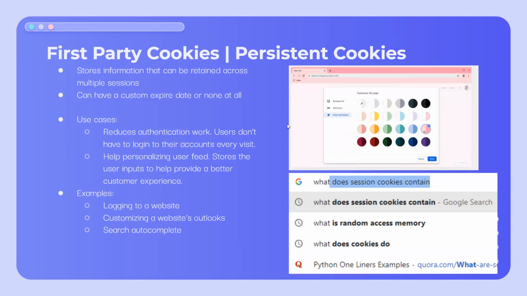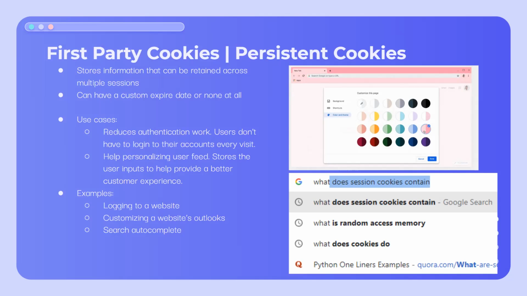Now we're talking about persistent cookies, the first-party cookies. These are cookies that can retain information over multiple sessions. They can also have a custom expiration date that can be set by the website owner. So unlike session cookies, these cookies can last for days, months, or even years. They can be used for customizing the website you're currently visiting, or they can help track the user information that is inputted into the website and provide a better customer experience.